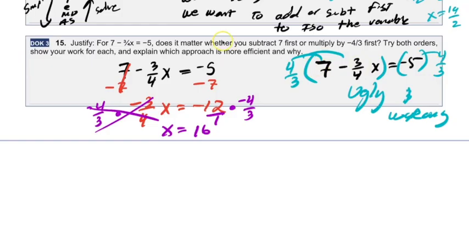But it's wrong. Remember, like we talked about, you got to do reverse PEMDAS. First thing I do is get rid of 7. So this is not the right way of doing it. That's the video.